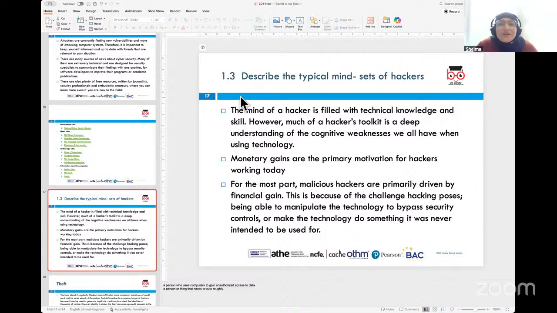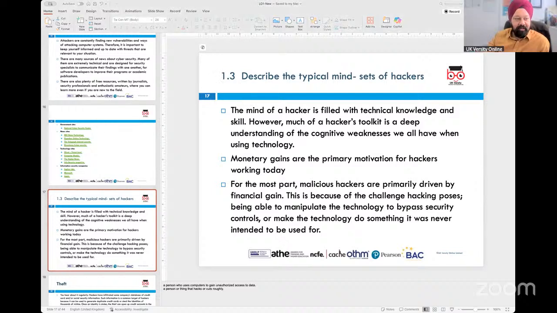No, it's clear. Okay. The next one that we are looking at is: describe the typical mindset of hackers. This is a question that I want to look at from the point of view of what goes through the mind when people think of doing ethical hacking or unethical hacking. There is a concept called ethical hacking and there's a concept called unethical hacking.